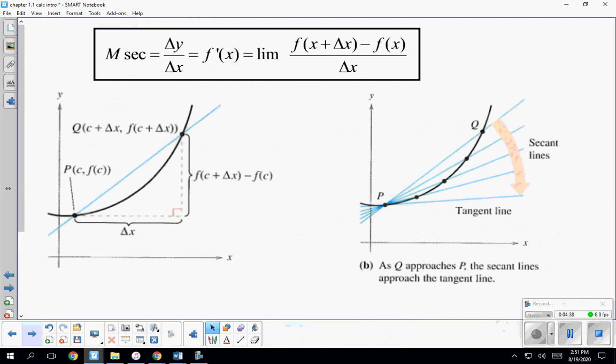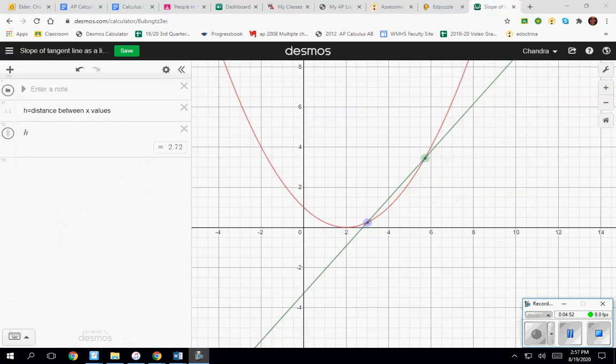So what we're going to be doing, and I'm going to pull up a video here to make this a little bit more sense, is use the concept of a limit, which we'll learn in the first chapter, to turn the secant line, which is what we already know, into a tangent line. What I have here opened up on Desmos is a quadratic function, and I have a secant line.